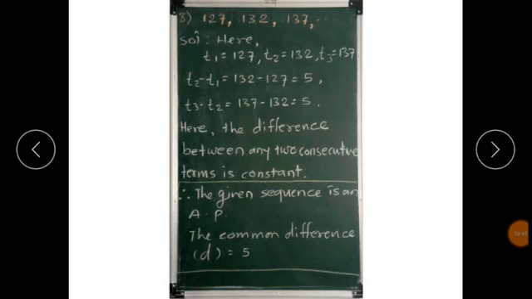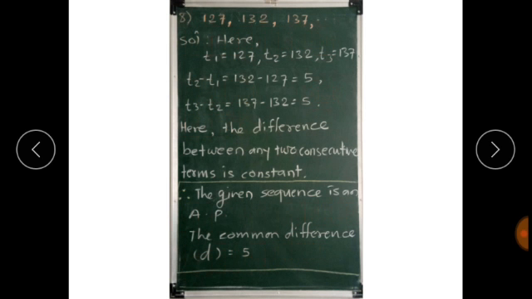Now the next sum. The sequence is 127, 132, 137. So you will find first T1, T2, T3. Then find the common difference between consecutive two terms. Here the difference will be 5. And therefore the given sequence is an AP and the common difference is 5.